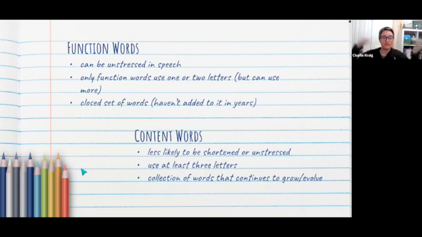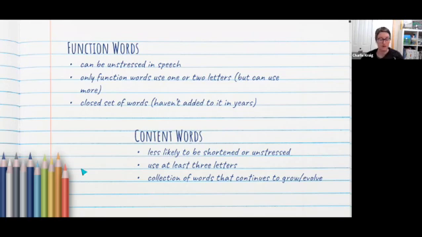So it's not that we don't shorten content words, but when that happens, we're usually talking about something related to slang, as opposed to unstressed words in a sentence. Content words use at least 3 letters. This is really important, and I'll get into that in a second. And content words is a collection of words that keeps growing and evolving. So it can change over time.